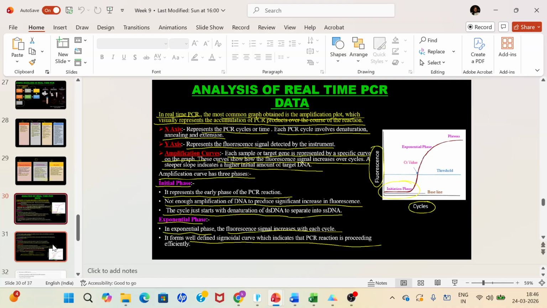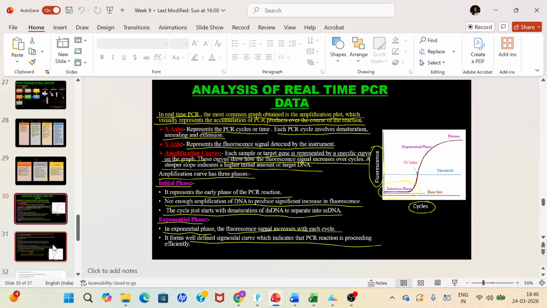Okay? So basically these curves are actually showing you the increase in the signal, and the increase in the signal is basically because of the increase in the amount. Okay? So a steeper slope indicates a higher initial amount of the target DNA. The steeper our slope, that will tell us that the initial amount of the target DNA was very high.